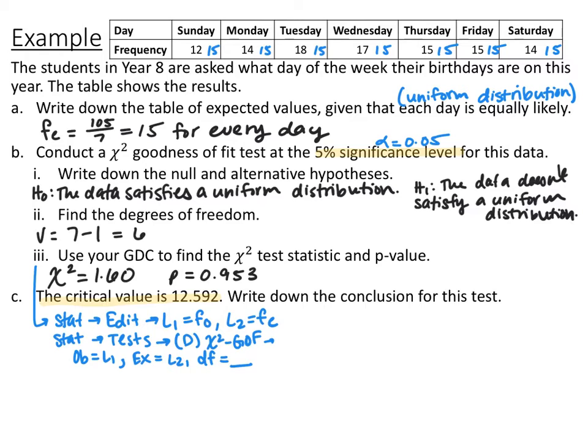So given this critical value, they also gave us our alpha level up here. Write down the conclusion. So are we going to accept or reject our null hypothesis? And those rules, accepting and rejecting, are exactly the same as the chi-squared test for independence. So go ahead and pause the video and come up with a conclusion for this test.